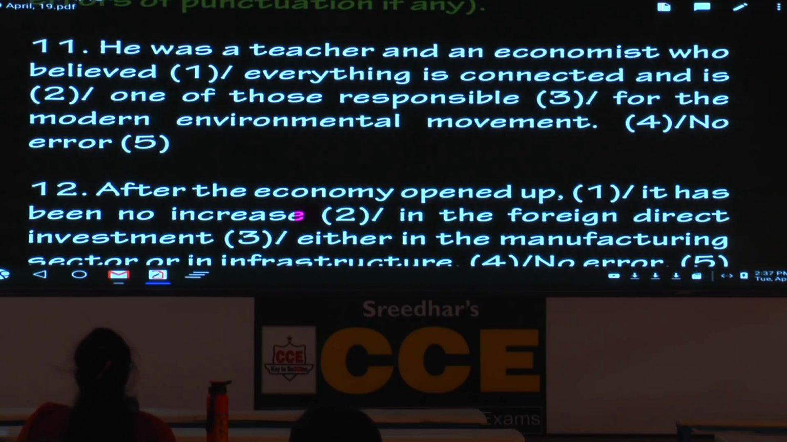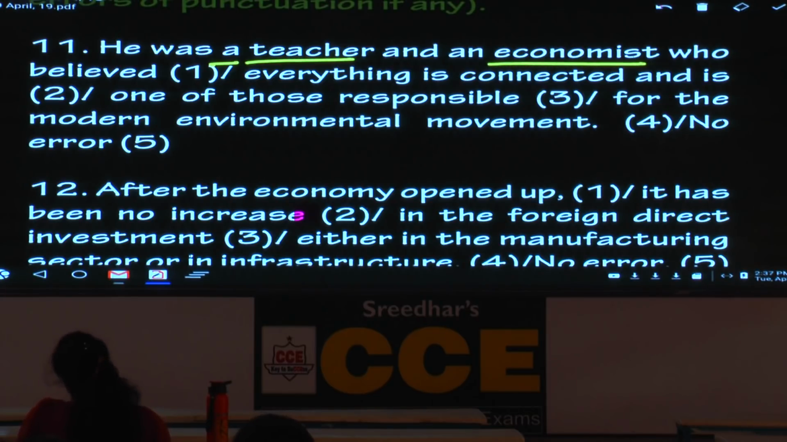Now here the pronoun he, we are talking about he. He was a teacher. Underline the word teacher. Which part of speech is it? Noun. Underline the indefinite article a. And another noun, which one is that? Underline the word economist. And underline an economist. So both refer to the same pronoun.